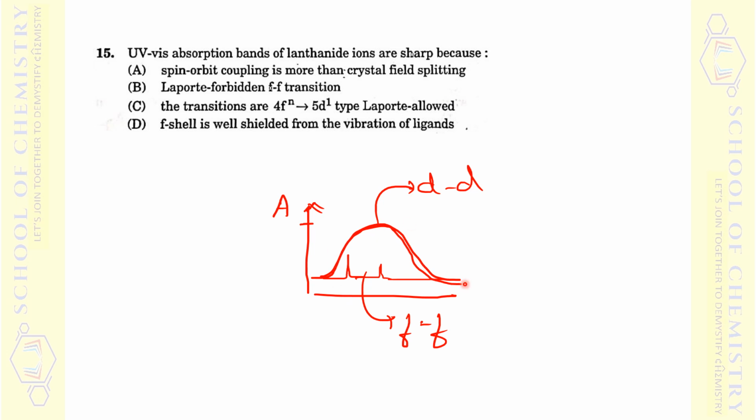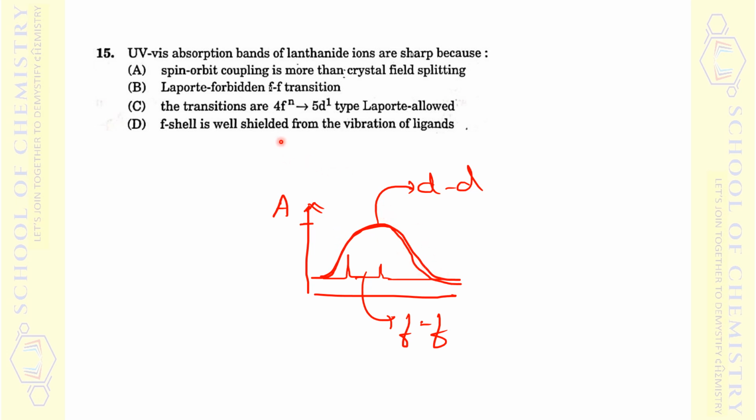dd transitions gain little intensity and they are broad because of the same reason. In the case of transition metal complexes, d orbitals are much exposed to the ligand environment because they are not buried inside. They are in the valence shell itself, or very close to the valence shell. Because of that, the ligand vibrations give some kind of Laporte relaxation, and because of that the intensity is gained, and because of that vibrational phenomenon itself, the dd transitions turn broad.